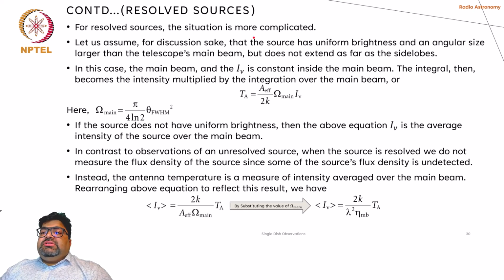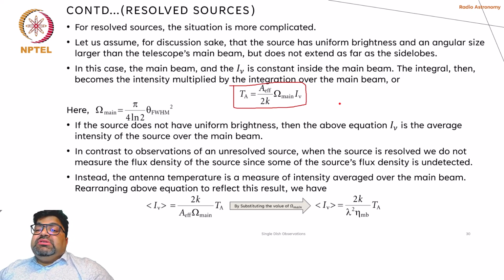For a resolved source, the situation is a bit complicated, because for an unresolved source, the antenna temperature and the flux density are related by that. For a resolved source, you have to take into account the main beam solid angle as well as the source solid angle. Both have to be taken into account.